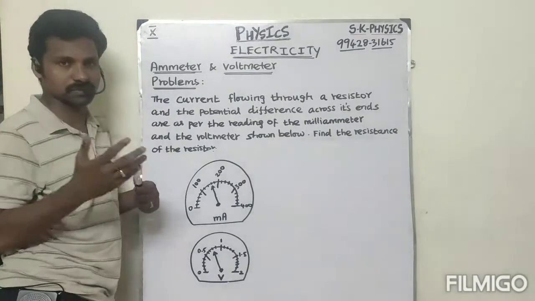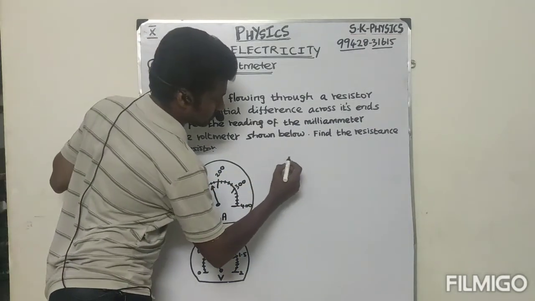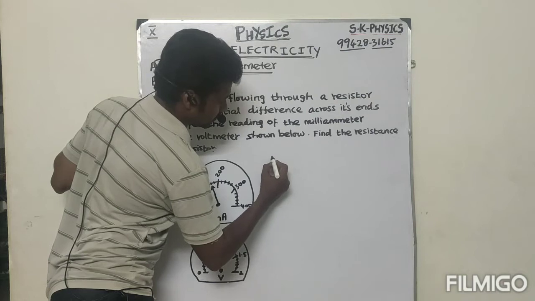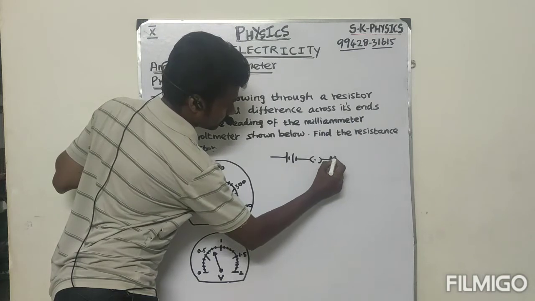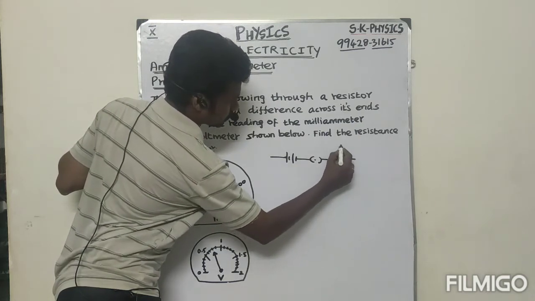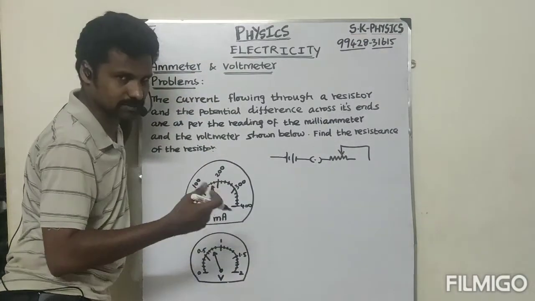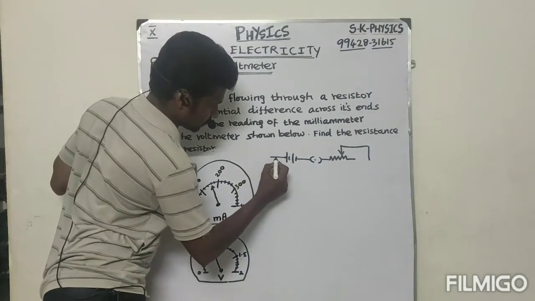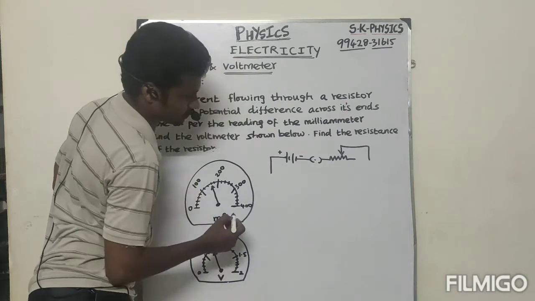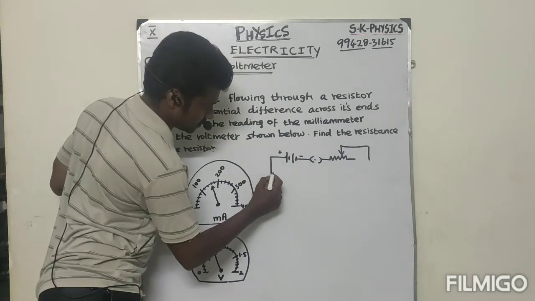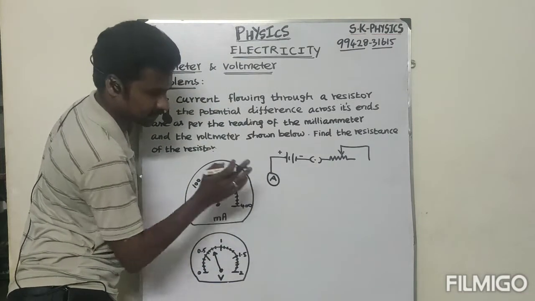You remember the Ohm's law circuit. In the Ohm's law circuit, for example, there is a battery, then a key, then a rheostat. Here we don't need this kind of circuit, but anyhow I explain from the basics. So it is a battery. Now the current flowing through the circuit is measured using the ammeter. So this is the ammeter, but it is a milliammeter.